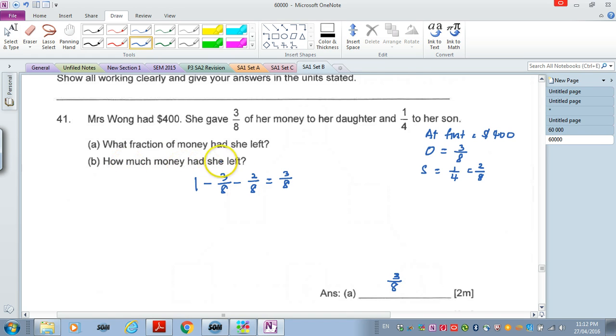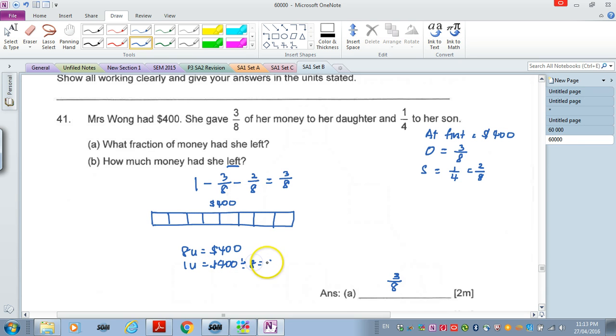Next, how much money had she left? So let's now redraw our model. Altogether, there are 8 equal parts. 1, 2, 3, 4, 5, 6, 7, 8. So we know that at first is 8 units, which is your $400. So 1 unit will be 400 divided by 8, which is $50.